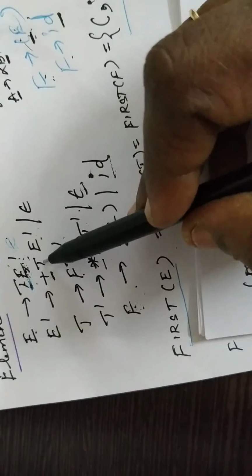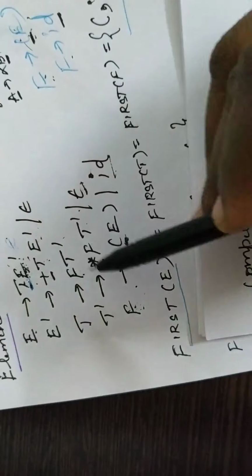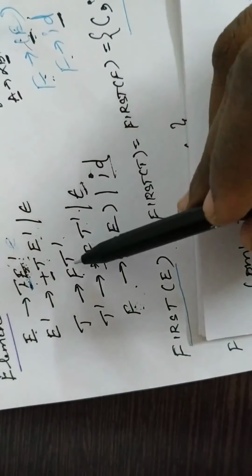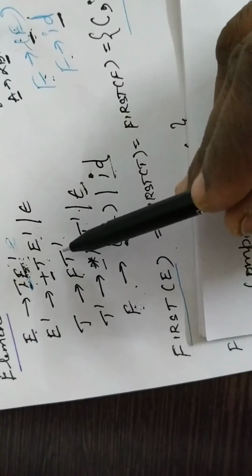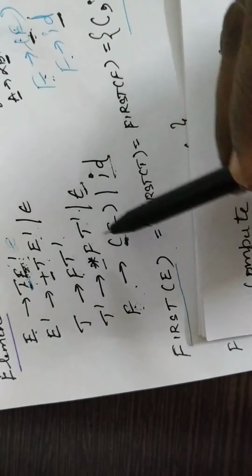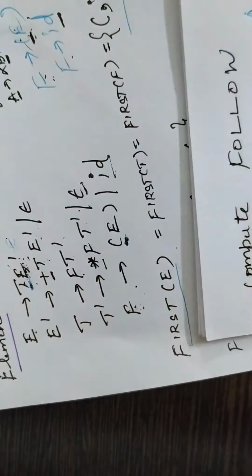Now come to this statement. T is followed by E dash, this we already did. E dash is followed by E, so follow of E dash is follow of E. Again, this T dash is followed by no T here. So now we come to follow of T dash.